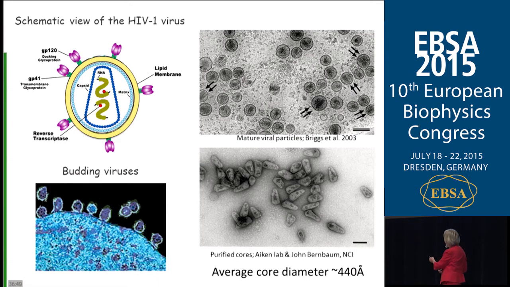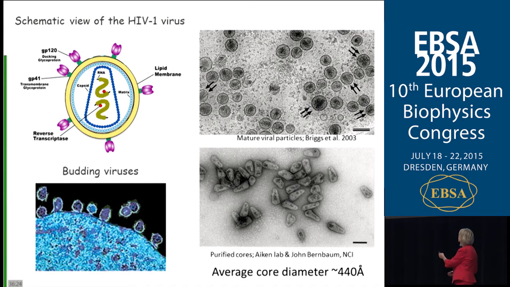Then on the inside of the mature virion, you have this matrix protein that lines the membrane. Here you have this conical shape, the capsid, made out of the capsid protein. Inside, depicted here, are the 2 RNA strands that make the genome with 2 RTs in there, and there's a handful of other cellular proteins that usually get packaged.